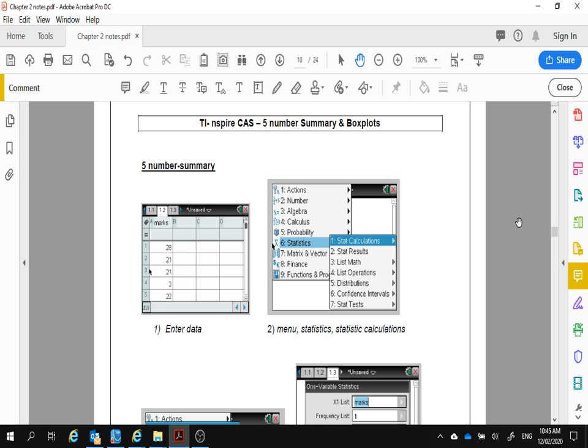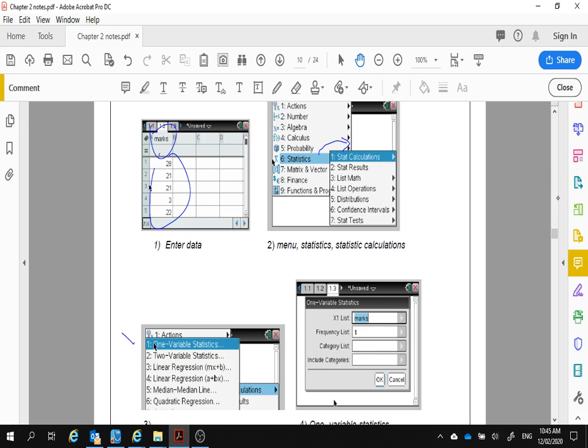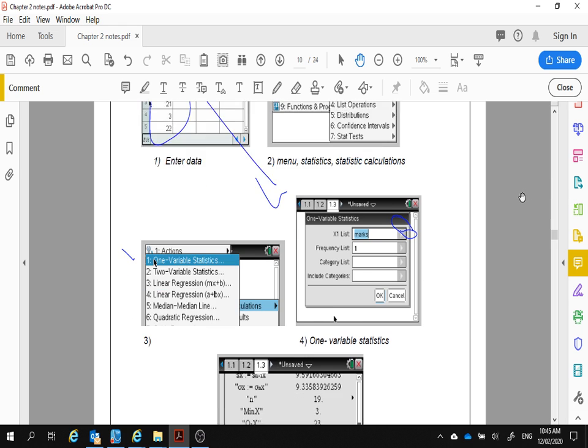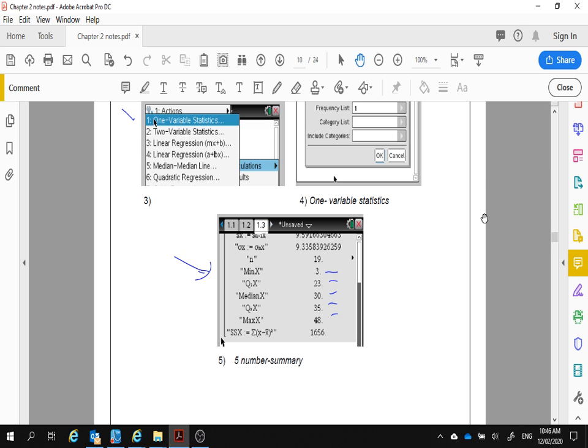There's a 5-number summary that you can do on your calculator. Remember, you must go to lists and spreadsheets, you enter the data in, make sure you call it something because it's easier. Then you go stats and stats calculation. And from the stats calculation, you're going to go one stat calculation, which is right there. The X list, click on the down arrow here and select the name that you called it, and then the rest is just OK. And once you press OK, you'll get it coming up. Right? And then you can read the minimum, Q1, the median, Q3, and the maximum, and it gives you also mean and standard deviation and all that.